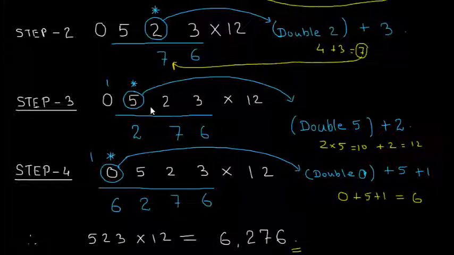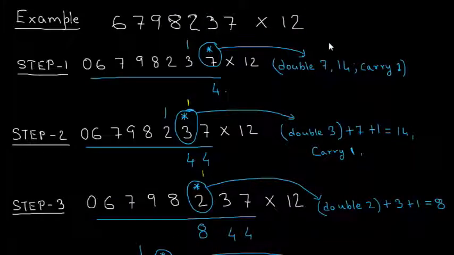Next number comes 5. So we'll double 5, that is 10. Again, we'll add its right hand side neighbor, that is 2, which gives 12. We'll put 2 here and 1 as a carry. Now for 0, we'll double 0 plus its right hand side neighbor 5 plus 1, the carry, that is 6 in total. We'll put 6 here. So this is the answer.